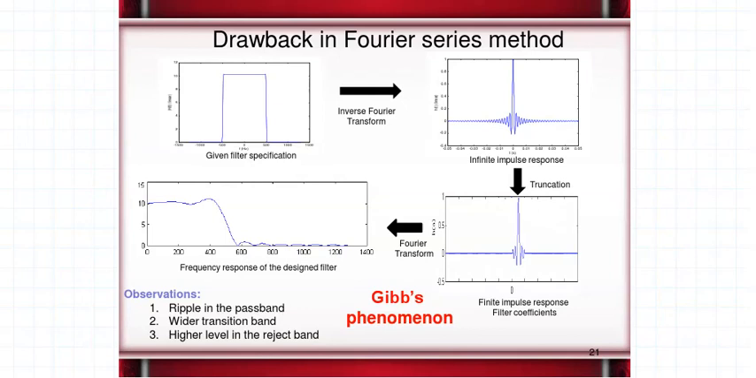So the first step was we started with filter specifications. We were asked to design a low pass filter with a cutoff frequency of 500 Hz. From these filter specifications, we obtained our desired frequency response. We wanted our filter to have such a characteristic: smooth passband, sharp cutoff. So from the given specifications, we obtained this as our desired frequency response.